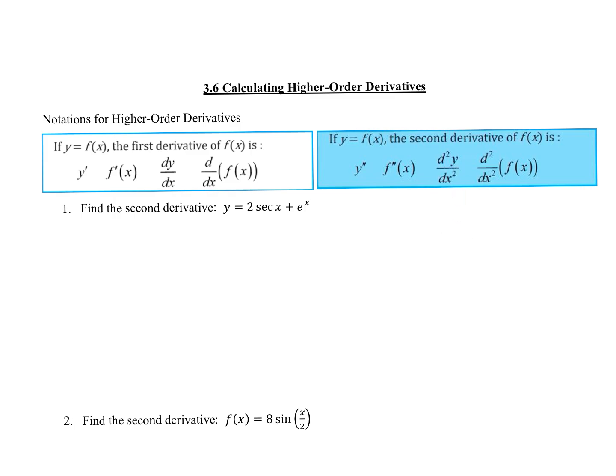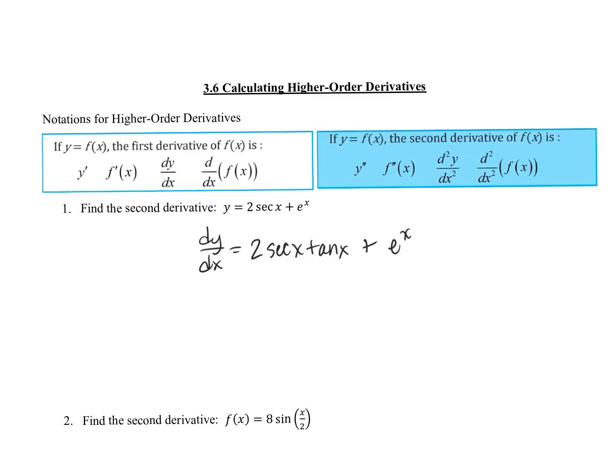So on this one it said, hey, here's this function, 2 times the secant of x plus e to the x, and it says go find that second derivative. So in order to do that, we just start with the first one. Let's start with the first, and then we'll do a derivative again. What's the derivative of 2 secant of x? 2 secant tangent. Yeah, 2 secant of x, tangent of x. Very good. Plus the derivative of e to the x. E to the x. We love e.